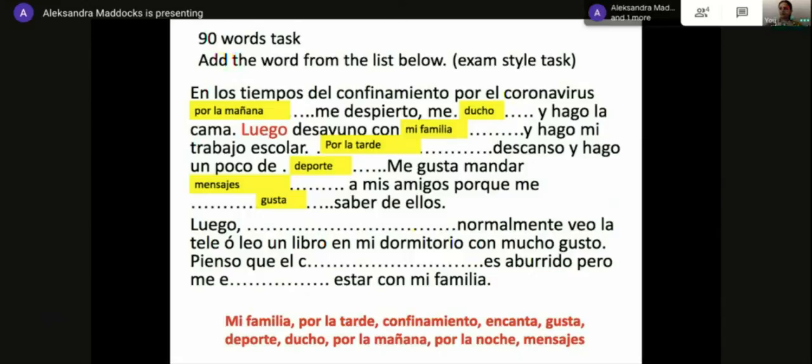Luego, again, I need something to fill in the gap, and that would be a time adverb. Por la noche. Normalmente veo la tele o leo un libro en mi dormitorio con mucho gusto. Pienso que el confinamiento es aburrido, pero me encanta estar con mi familia.